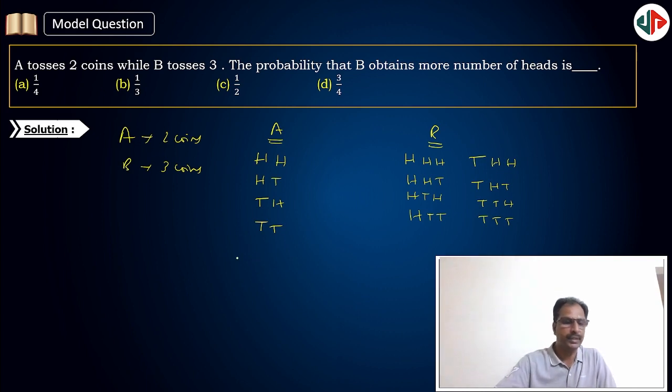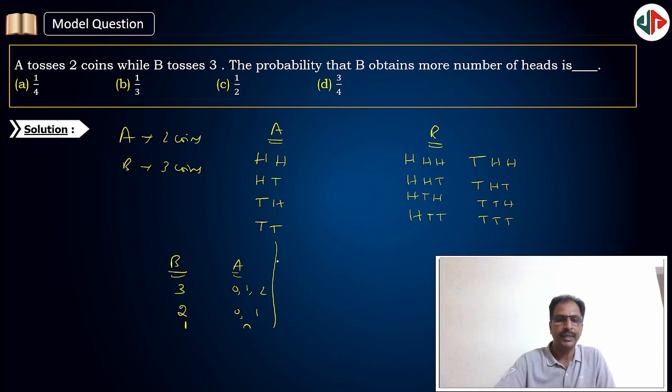Now the probability that B gets more number of heads means, look here. Suppose B gets 3 heads, A may get either 0 head or 1 head or 2 heads. Suppose B gets 2 heads, A may get either 0 or 1. If B gets 1 head, here 0. Now, when B gets 3 heads, what is the probability of getting 3 heads for B? 1 out of 8. In that case, A gets either 0 head or 1 head or 2 heads. 0 head or 1 head or 2 heads means how many possibilities?